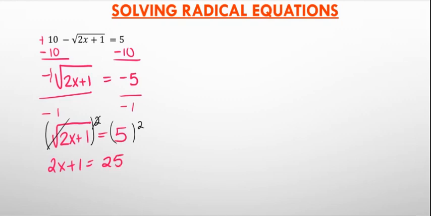And so now it's easy to solve for x, right? We just use inverse operations. You subtract 1 on both sides. You get 2x equals 24. And so x will be 12.